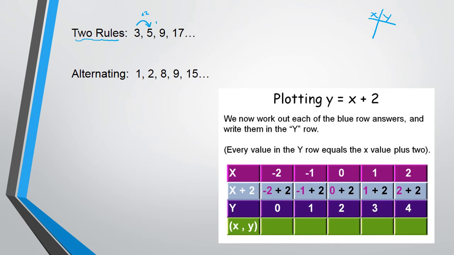Because the next time, well, they're adding 4. And the next time, well, they're adding 6. So you can see it's kind of an increasing pattern. I bet you if we added 8, we would get the right answer here, 17 plus 8.